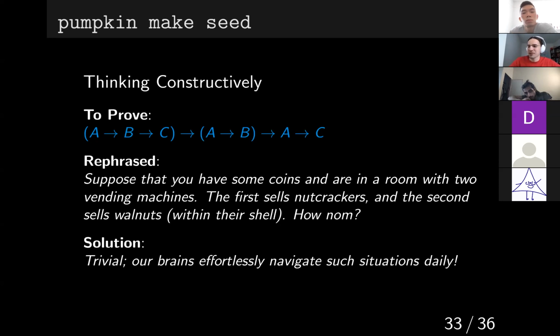So in particular, the question is, imagine yourself that you're in this room, you have some coins and you have these two vending machines. One sells nutcrackers and the other sells walnuts. How do you get some food? Anyone? You buy the nutcracker and the walnut and then use the nutcracker to crack the walnut. Exactly. And that's direct. So you put a coin in one machine, you put a coin in the other machine, and then you use one output on the other output.